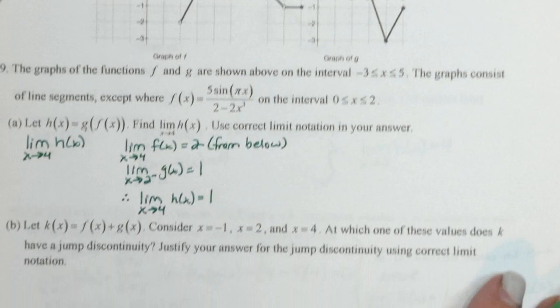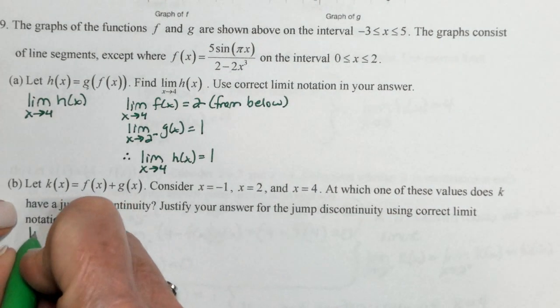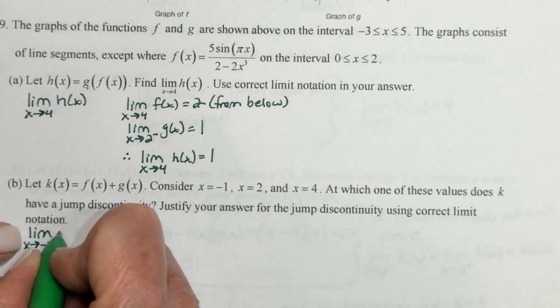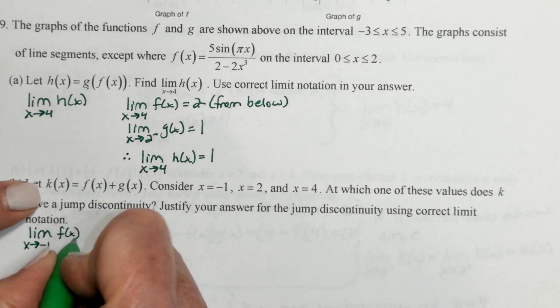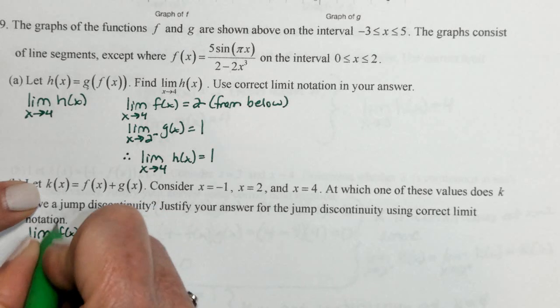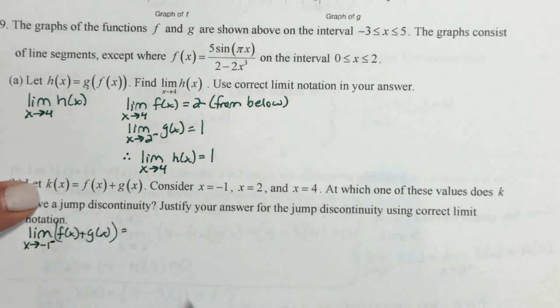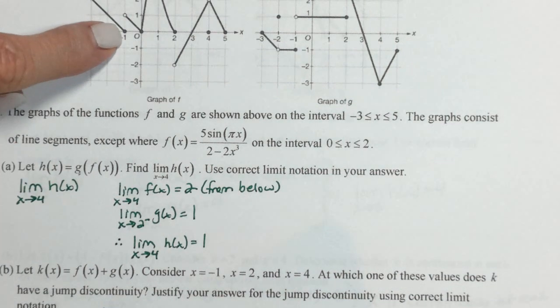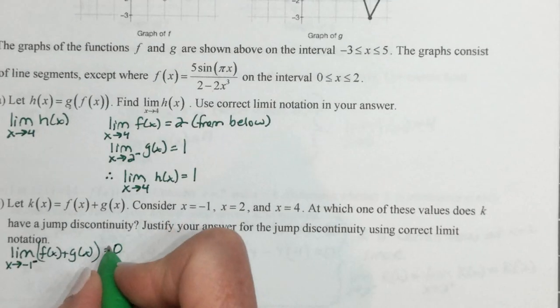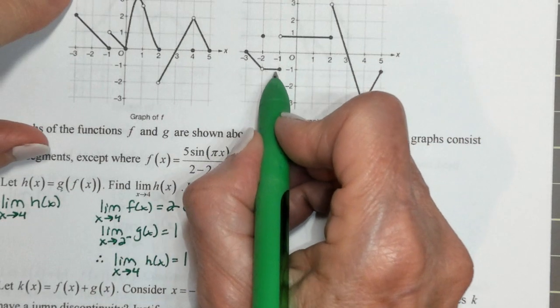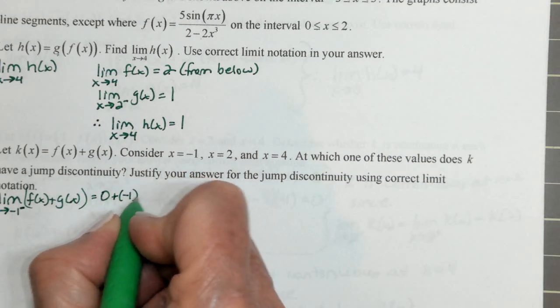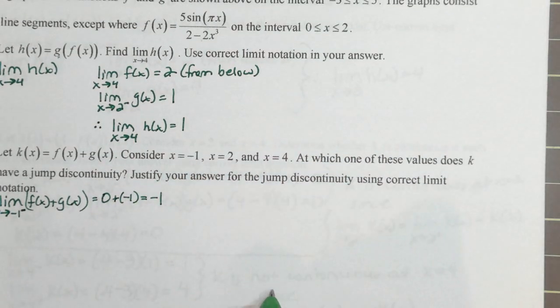Okay, sorry about that. Alright, so first I'm going to do -1. Limit as x approaches -1 of k of x, and k is f of x plus g of x. So let's first come from the left, and then we'll go from the right. From the left, for f of x, we're at 0. G of x, we're at -1. So this is -1. Okay?